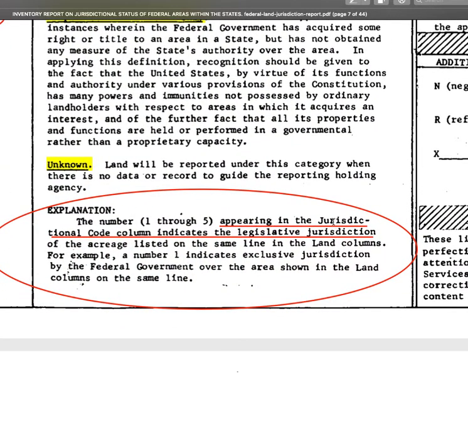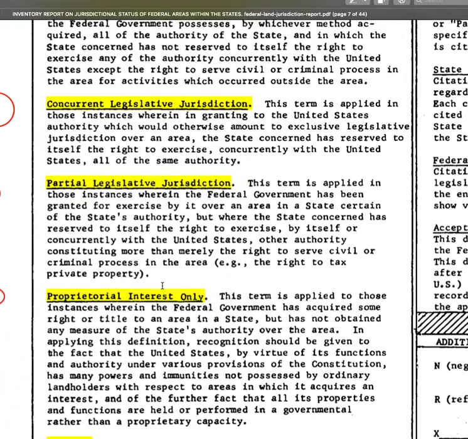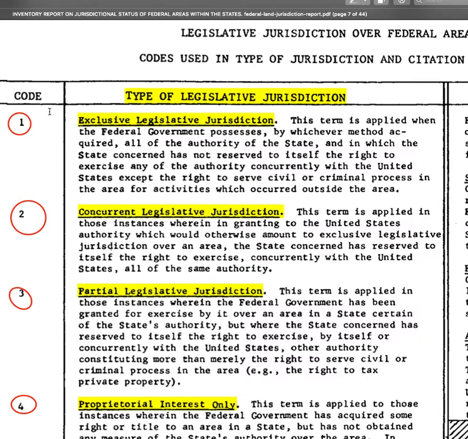Number 1 through 5, appearing in the jurisdictional code column, indicates the legislative jurisdiction of the acreage listed on the same line in the land columns. For example, number 1 indicates exclusive jurisdiction by the federal government over the areas shown in the land columns on the same line. Okay? So this is the jurisdictional code.